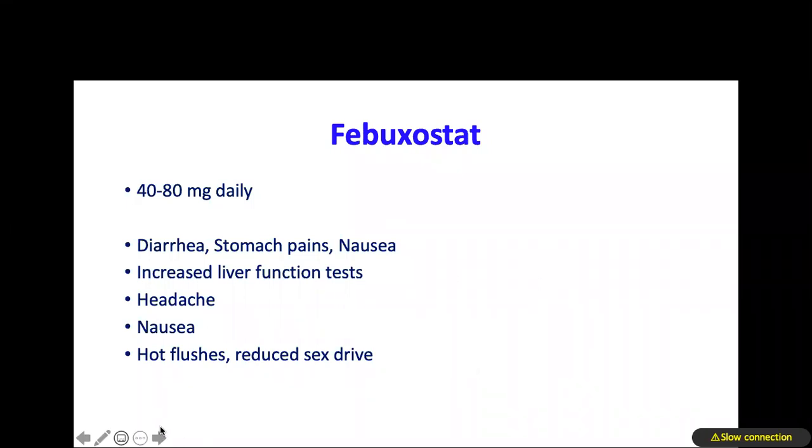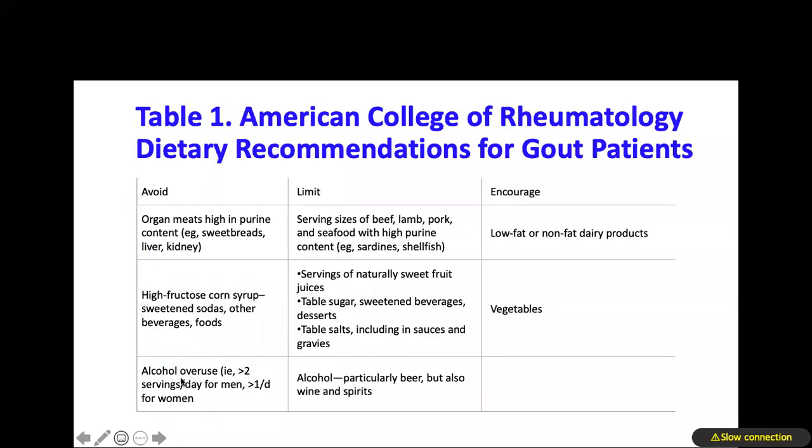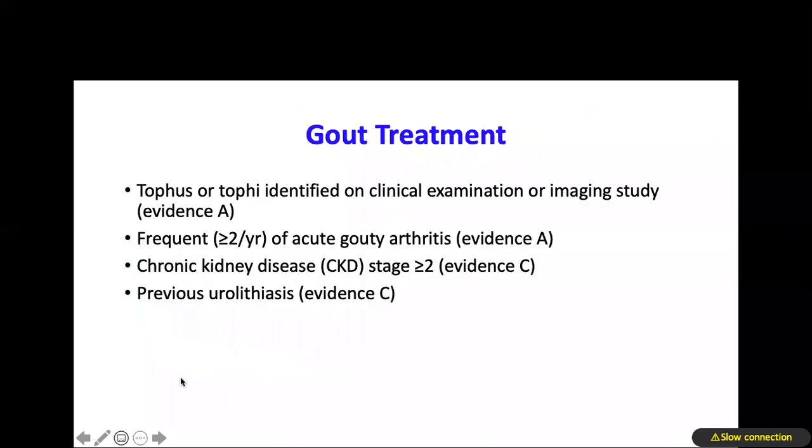Okay, some questions which I will answer. Right. So the dietary recommendations we have gone through. Who do we treat? We treat people who have chronic tophaceous gout. We treat patients who have more than 2 episodes of acute gouty arthritis. We treat patients with anti-gout treatment if they have chronic kidney disease. We treat them if they have previous uric acid urolithiasis, right?